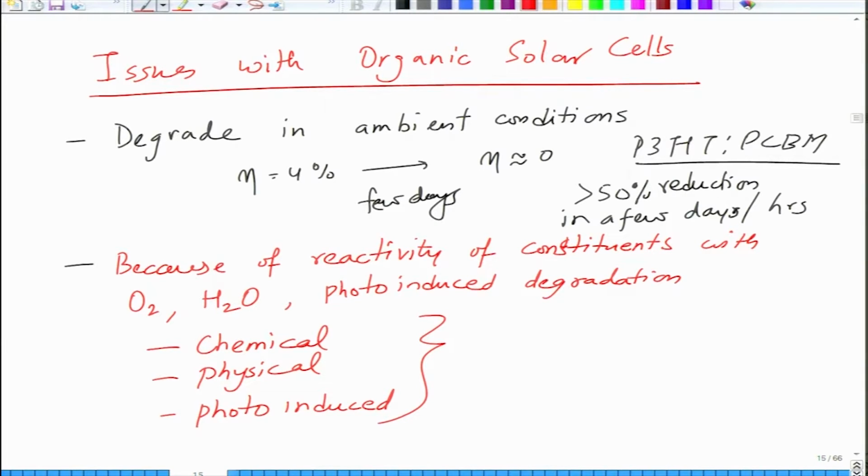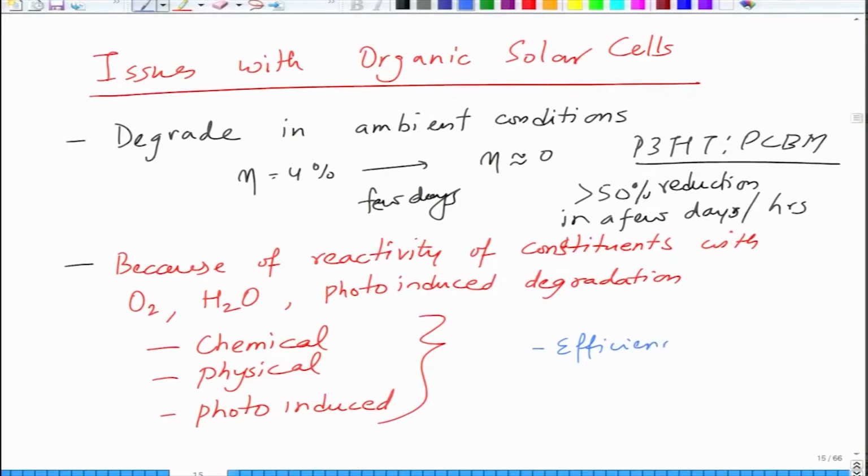So, the constituents such as active layer, hole transporting layer as well as electron transporting layer, and the electrodes may chemically degrade upon reaction with oxygen and moisture. They may physically damage, their morphology will change, and the light accelerates the process in many cases. So, these materials are prone to degradation, and that is one of the reasons why they have not made it successful commercially. Why they are not successful commercially, because of these degradation issues.